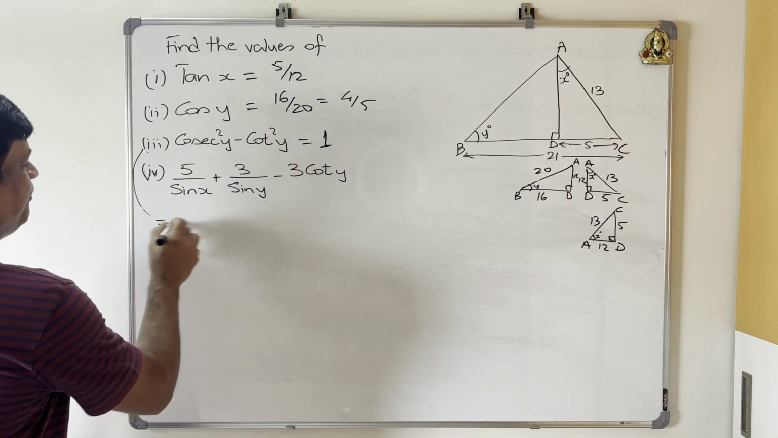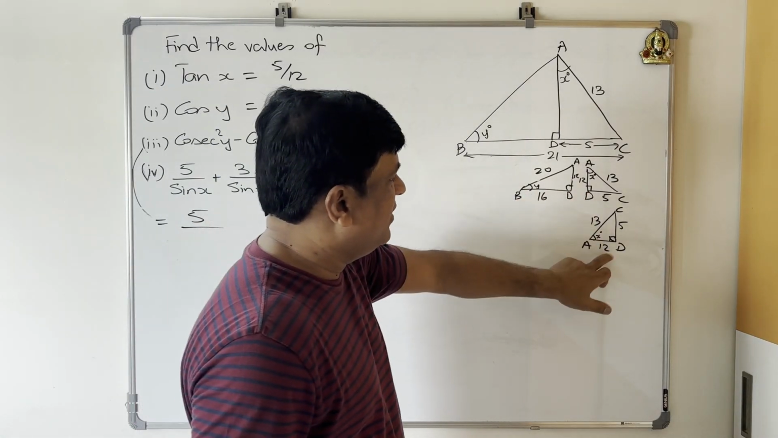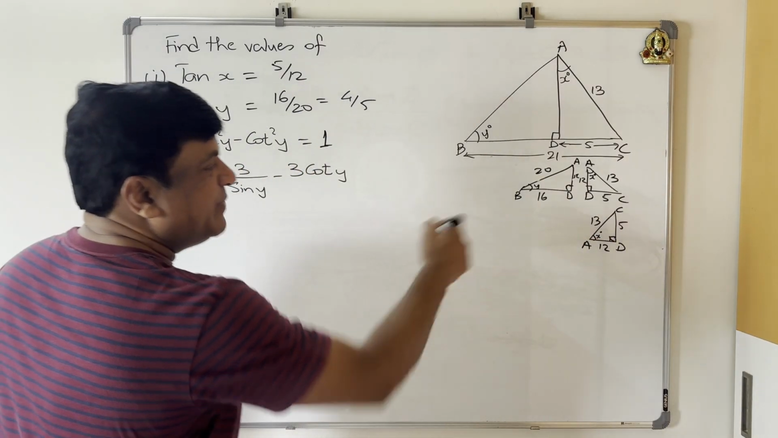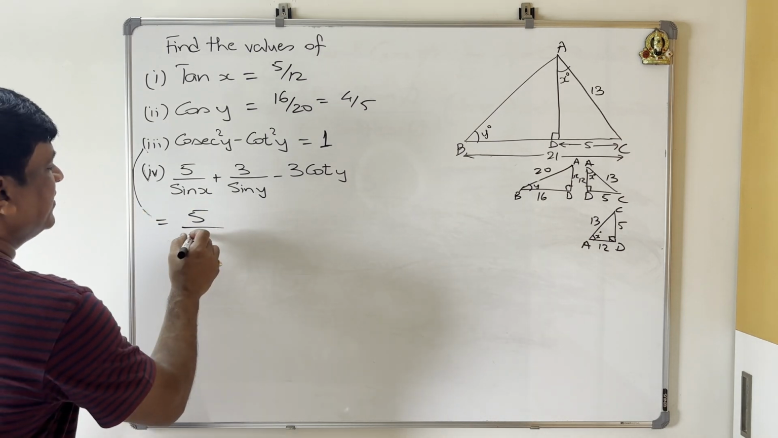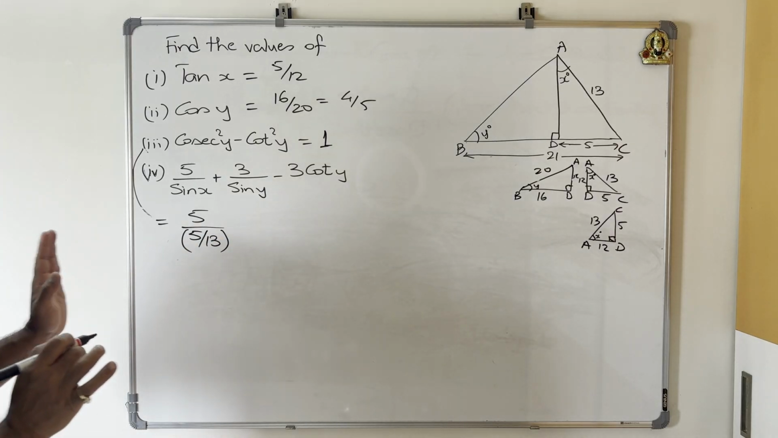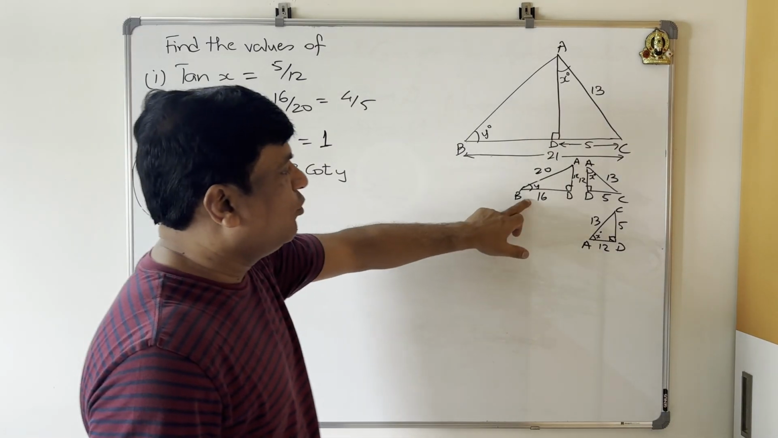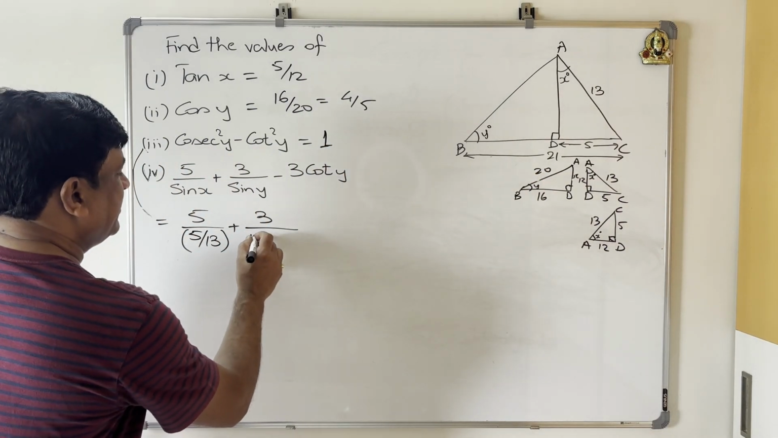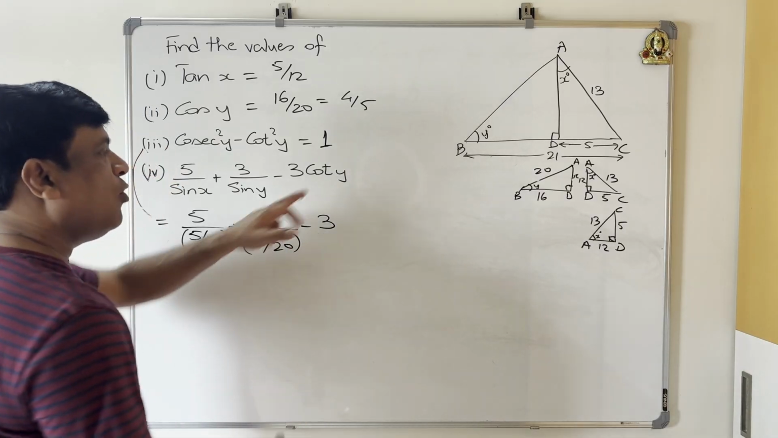Okay, so now 5 by sine x. What is sine x? Go to the first triangle. This is the first triangle. Sine x will be perpendicular by hypotenuse, it will be 5 by 13. Since it is in reciprocal, I'll write it like this: 5 by 13. Put it like this always. Remember, plus 3 times sine y. Now go to the first triangle, sine y. Perpendicular by hypotenuse is 12 by 20. Put it like this: 12 by 20, right? Minus 3 times cot y.